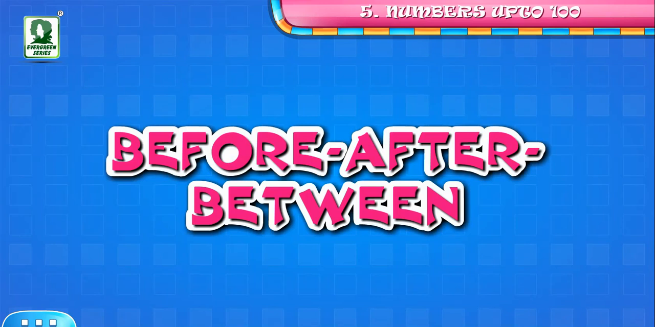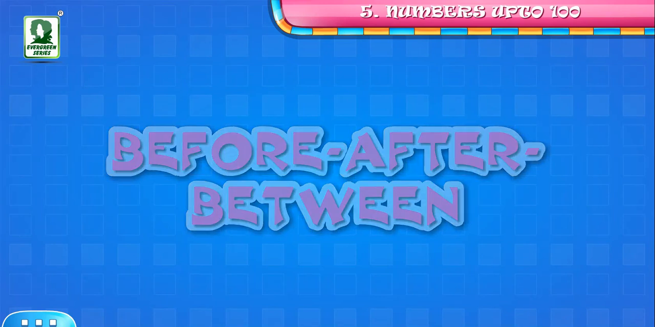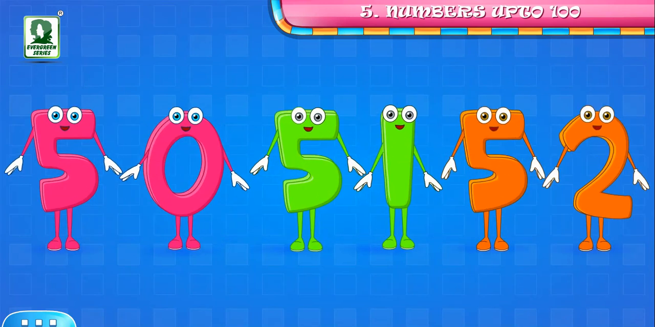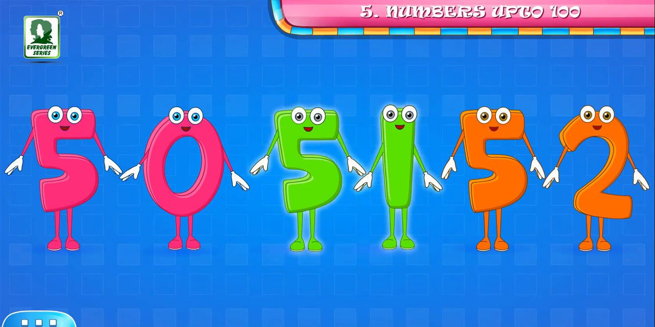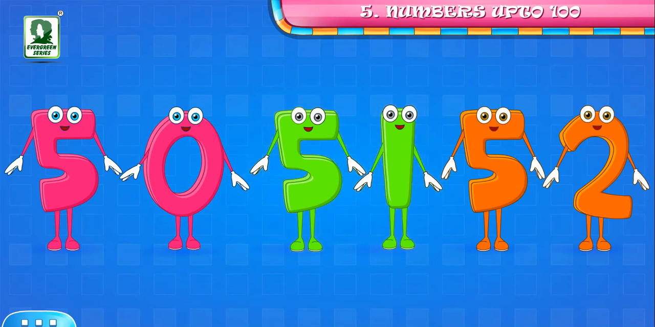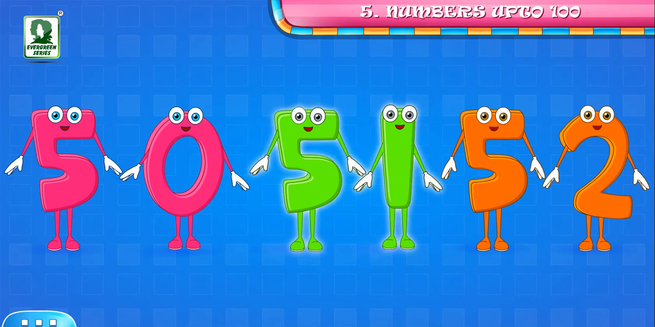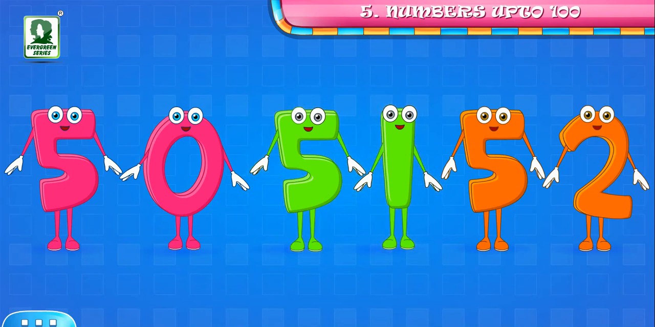Before, after, between. Left, right, left. 50 comes before me. 52 comes after me. And I come between 50 and 52.